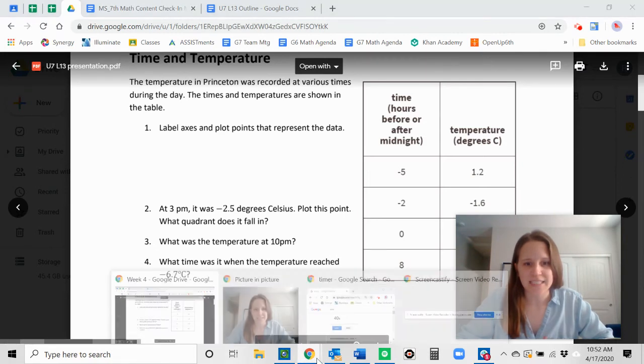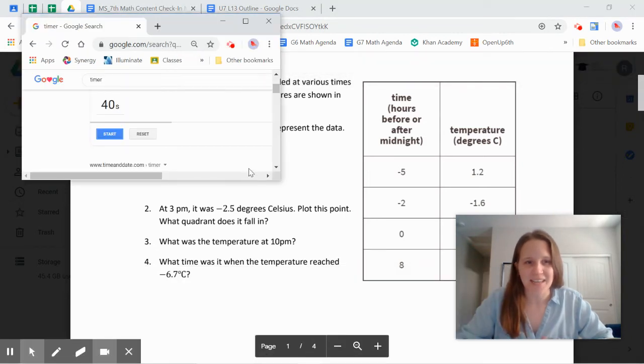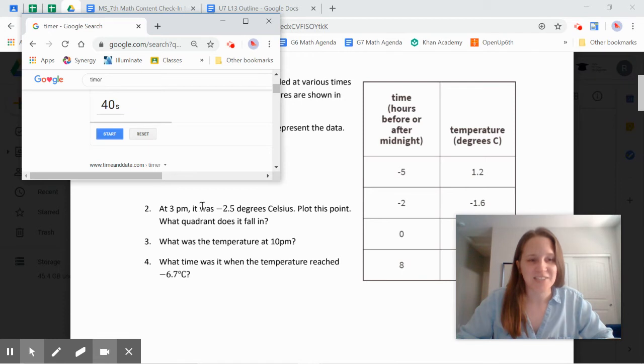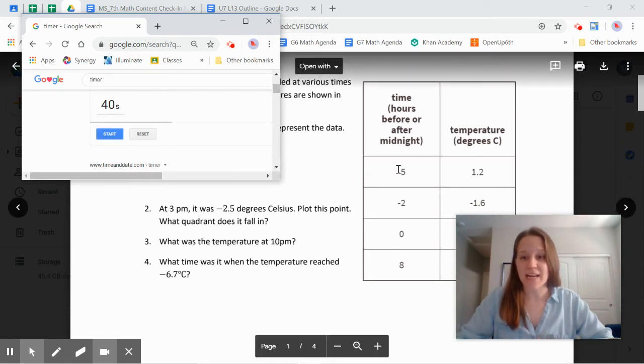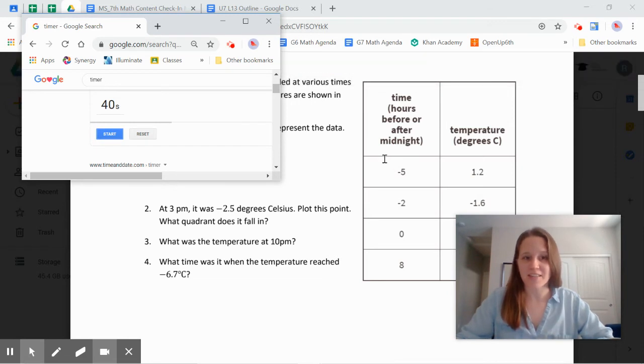Sixth graders, I just realized I made a typo, and I just went back to check, and it was my typo. So this should say at 3 a.m. It was negative 2.5 degrees Celsius. Okay, this should say 3 a.m. So if you think 3 a.m., that's in the middle of the night. Is that before or after midnight? Okay. Go ahead and make that either your positive or negative x value, depending on what you thought. So 3 a.m., go ahead.